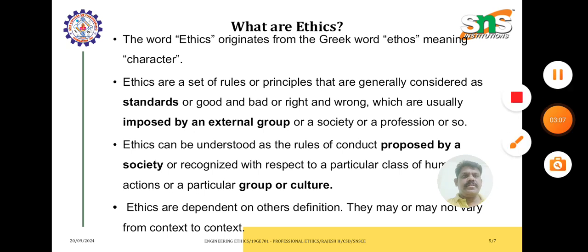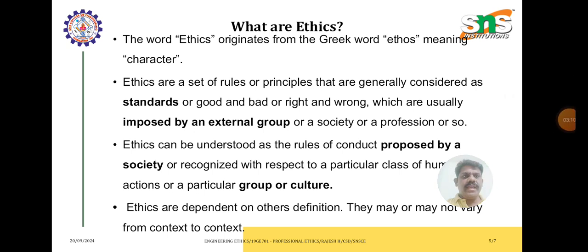So what are ethics? The word ethics originates from the Greek word ethos, meaning character. Ethics are a set of rules or principles that are generally considered as standards of good and bad or right and wrong, which are usually imposed by an external group, a society, or a profession. Here ethics can be understood as the rules of conduct proposed by a society or recognized with respect to a particular class of human actions or a particular group or culture. Ethics are dependent on others' definition. They may or may not vary from context to context.